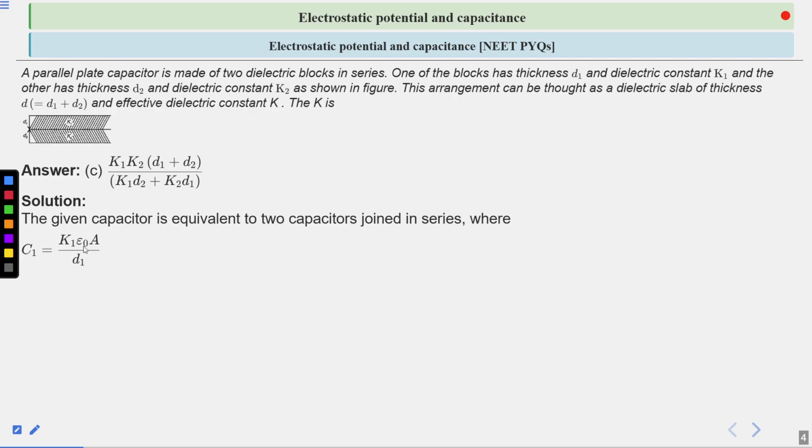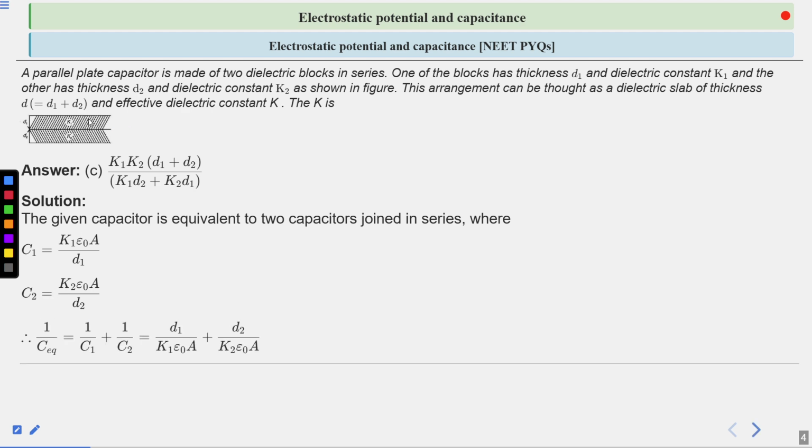So C1 equals K1 epsilon naught A upon D1. The capacitance of the first capacitor, having K1 dielectric between its plates and separation D1 between its plates, will be K1 epsilon naught A upon D1. So this is for the first capacitor. The capacitance for the second capacitor that we have assumed is K2 epsilon naught A upon D2.